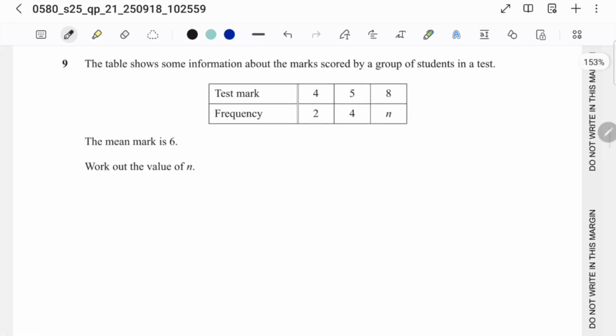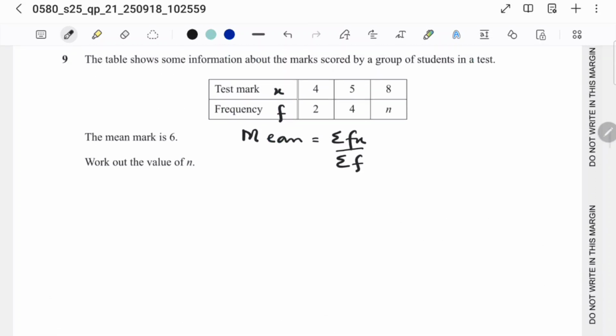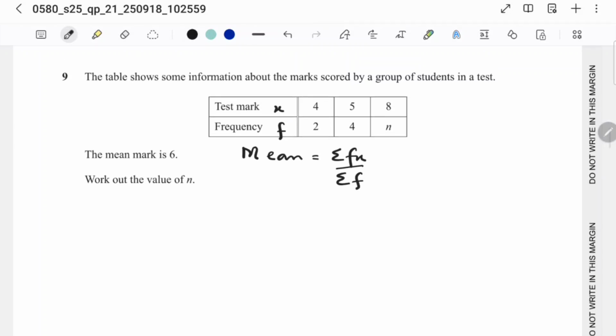Question number 9. The table shows some information about the marks scored by a group of students in a test. The marks are x and the frequency is f. The mean mark is 6. Work out the value of n. So the mean mark is given as 6. We'll take the formula of the mean. Mean is equal to sum of fx divided by sum of f. It's a 3 marks question. So sum of fx divided by sum of f is equal to 6 given here.